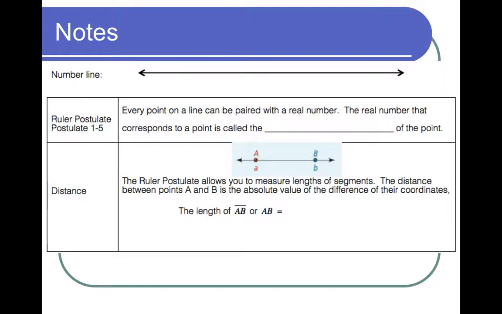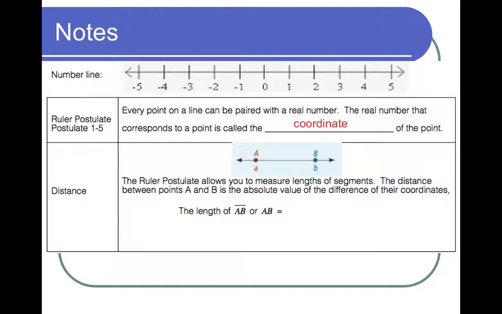For our notes, we're going to be using a number line a lot, so you have to know what a number line is. It looks like that. Again, the ruler postulate says that every point on a line can be paired with a real number. The real number that corresponds to a point is called the coordinate of the point. Finally, the distance: the ruler postulate allows you to measure the lengths of segments, and you do so by taking the absolute value of A minus B.